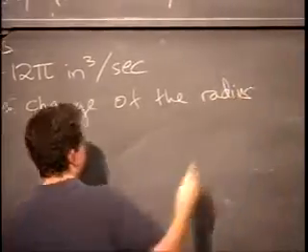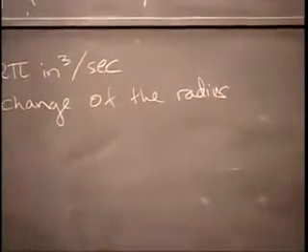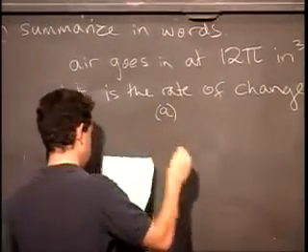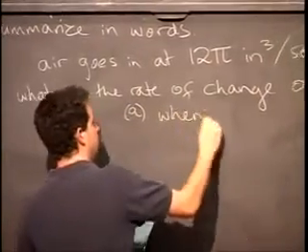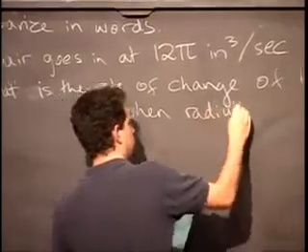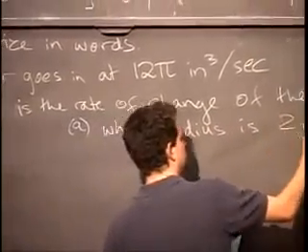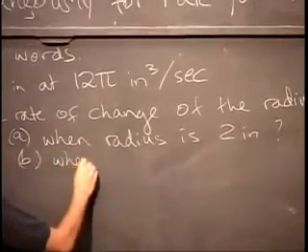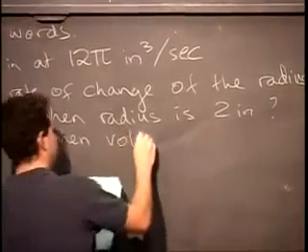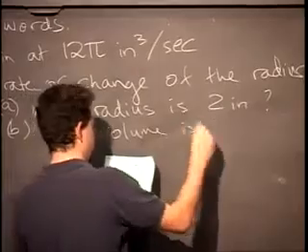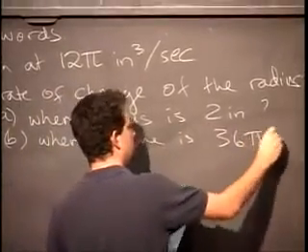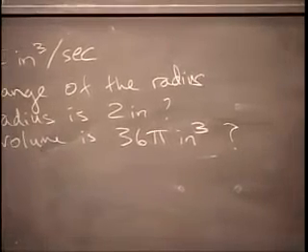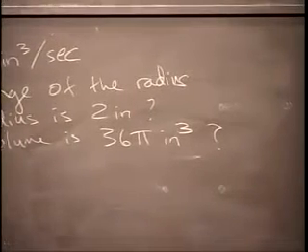and there's two parts. Part A, when the radius is 2 inches, and part B is instead when the volume is 36π cubic inches. So there's two separate parts. How fast is the radius changing?